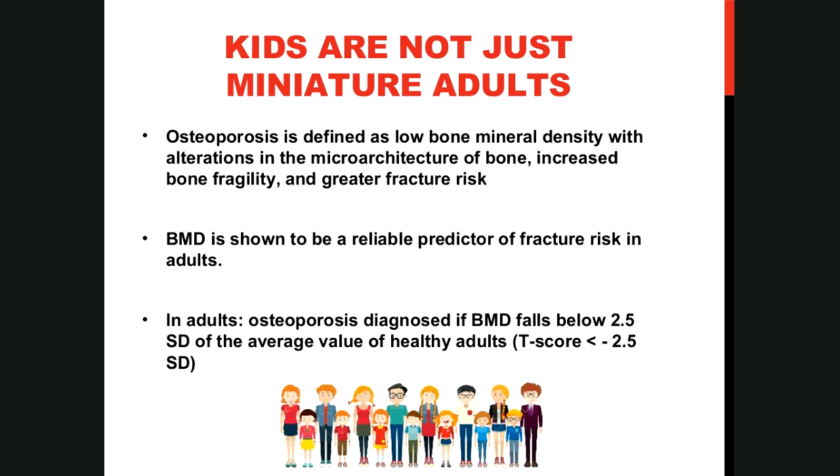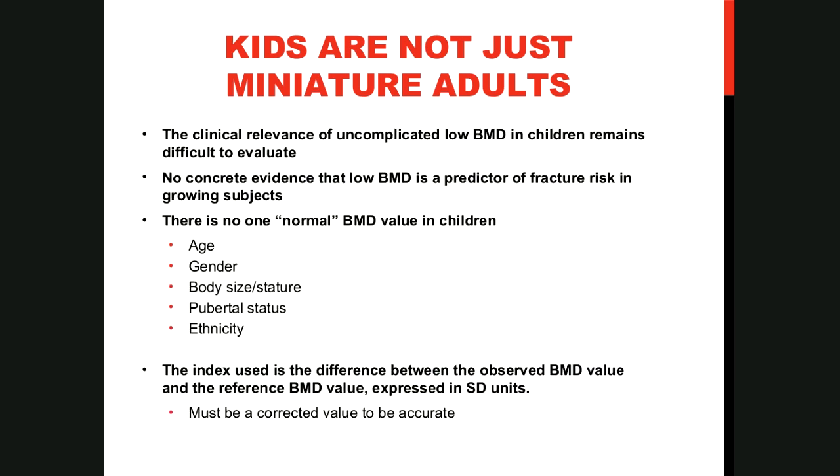And so in adults, we're able to come up with a very simple definition of osteoporosis, which is based on BMD alone, and consists of a T-score of less than minus 2.5 standard deviations. Now in the pediatric world, we know that kids are not just miniature adults. And so what we see is that the clinical relevance of uncomplicated low bone mineral density in children remains difficult to evaluate, and we still don't fully understand what, if any, complications can arise from just isolated low bone mineral density in an otherwise healthy child. Furthermore, there's not really any concrete evidence that a low BMD by itself is a predictor of fracture risk in growing children.